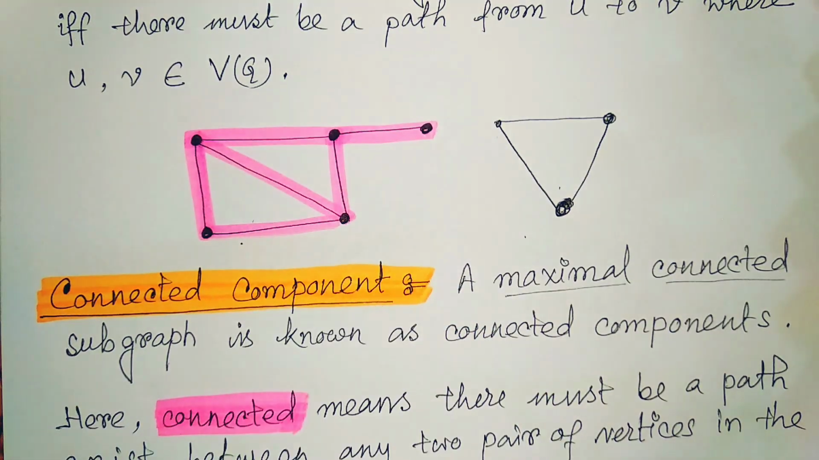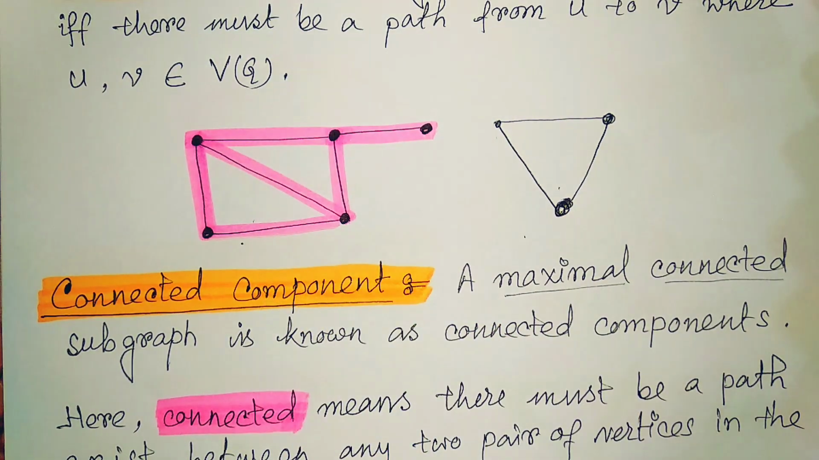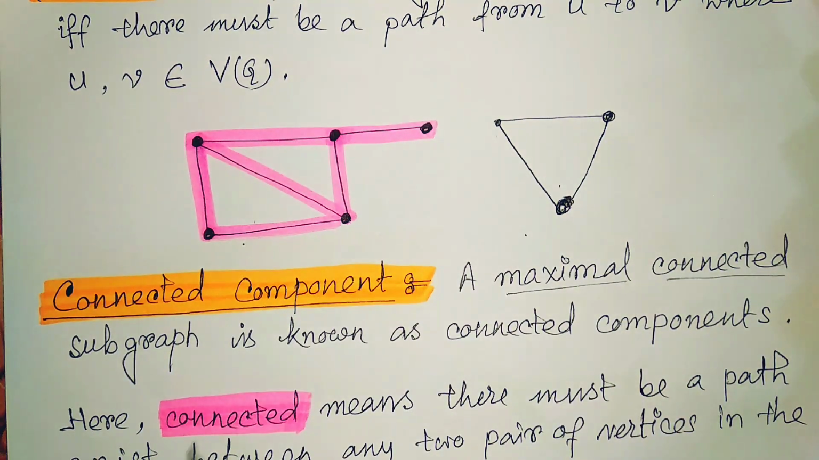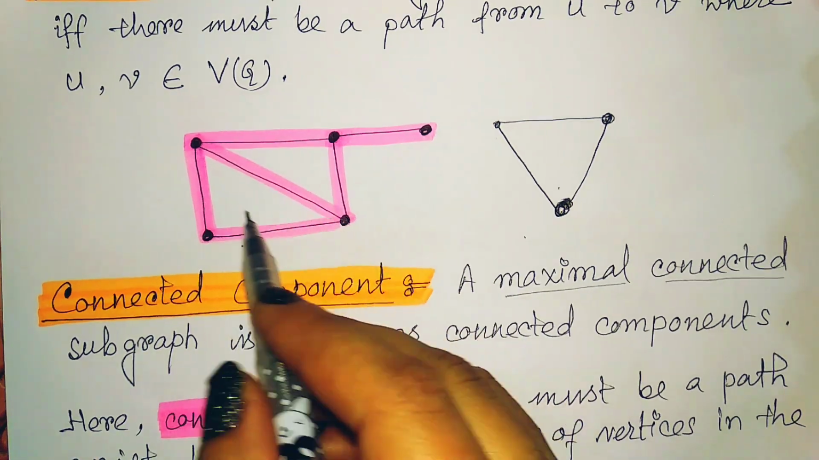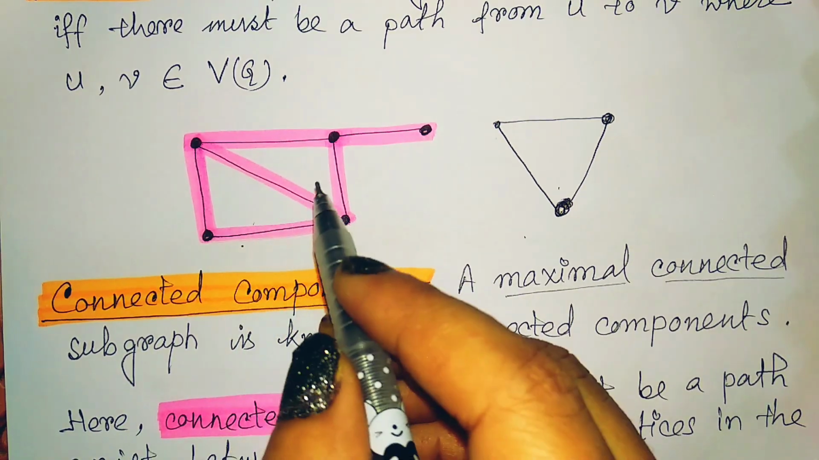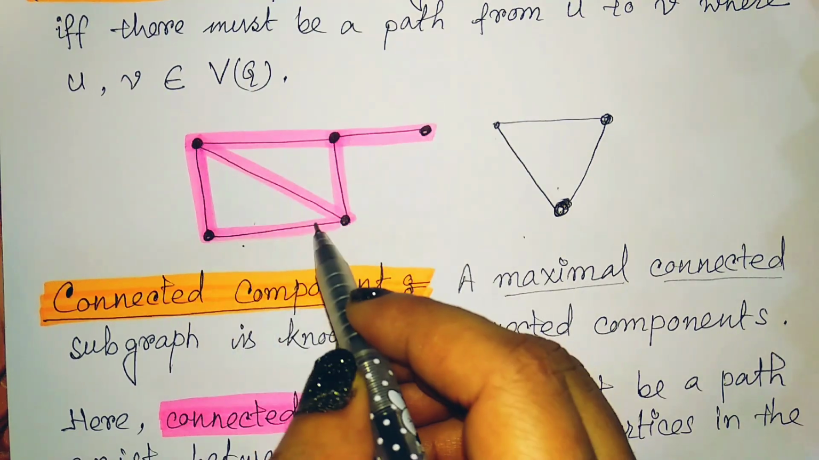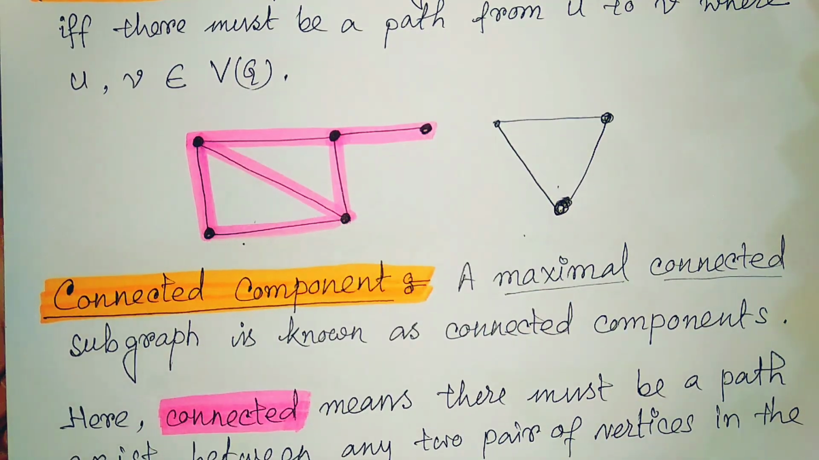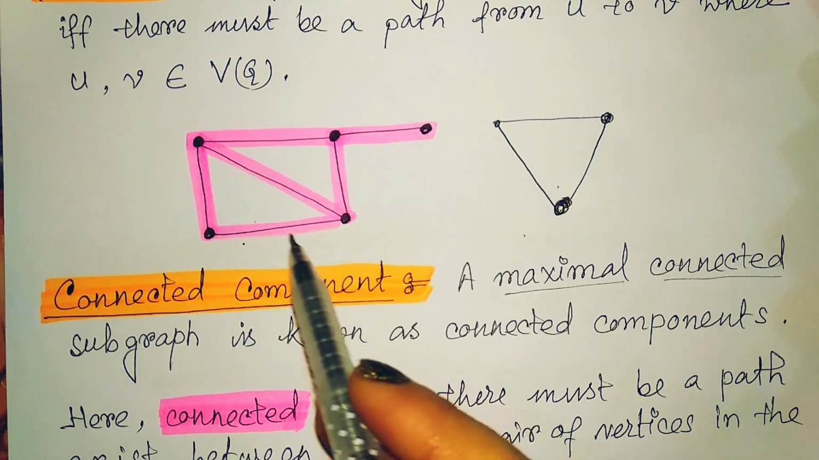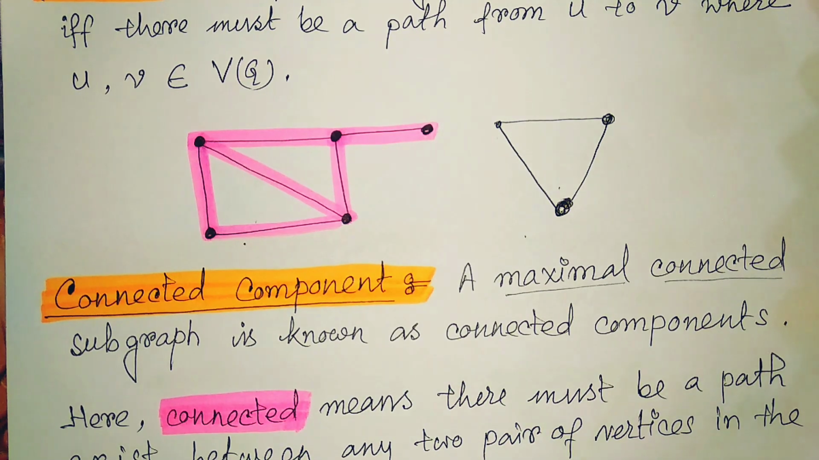a path. And one more thing, it is maximally connected. Maximally connected means there does not exist any subgraph of which this subgraph is a proper subgraph. So this one is the connected component. If any graph is given and there is more than one component, then each component is a connected component because in each component there exist paths between any two vertices.